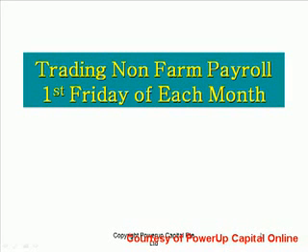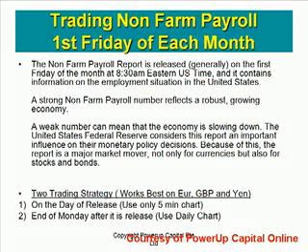Okay, now let's look at how to trade the non-farm payroll. The non-farm payroll is on the first Friday of each month, and it is released at 8:30 a.m. Eastern US time, which is New York time. So if you look at Asia, let's say Singapore or Malaysia, it's actually 8:30 p.m. Singapore or Malaysia time.